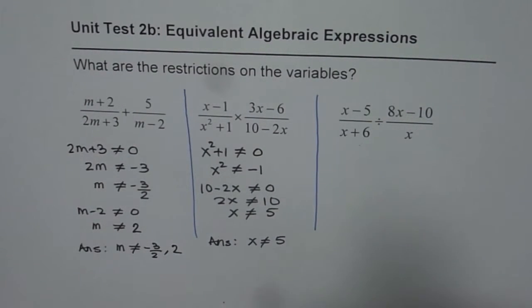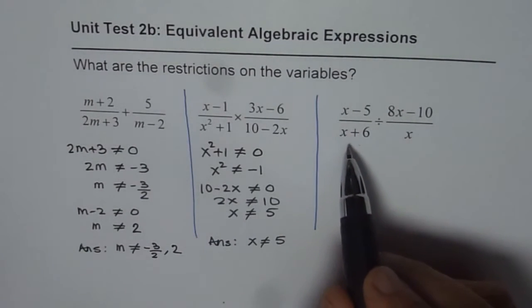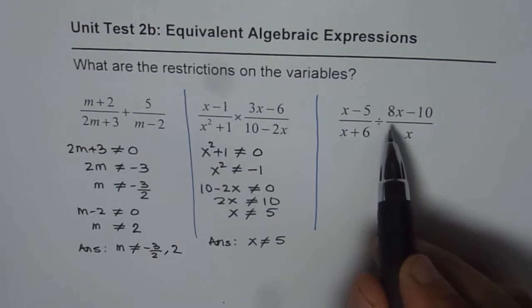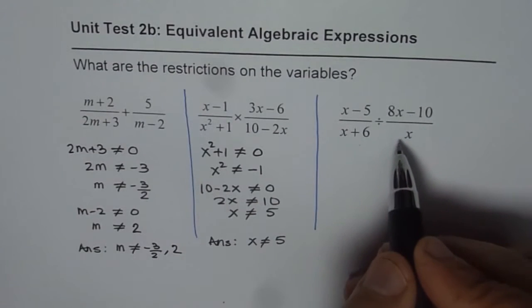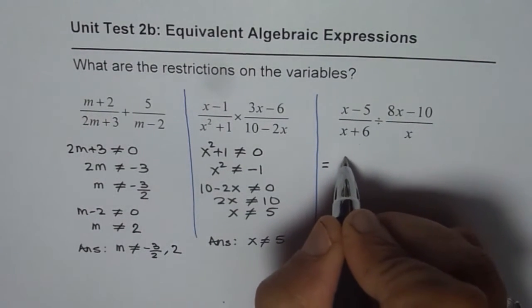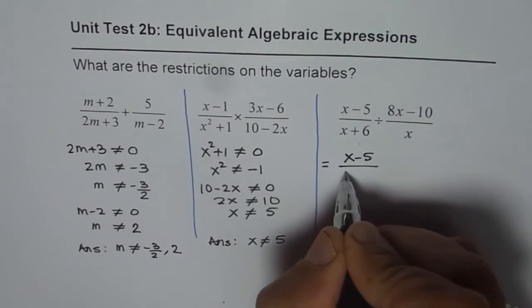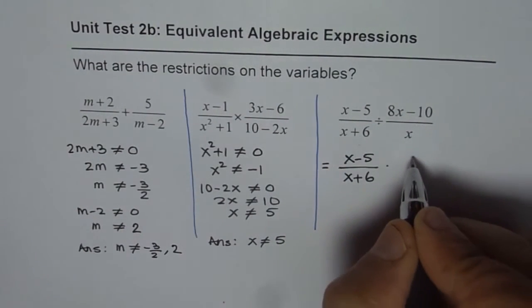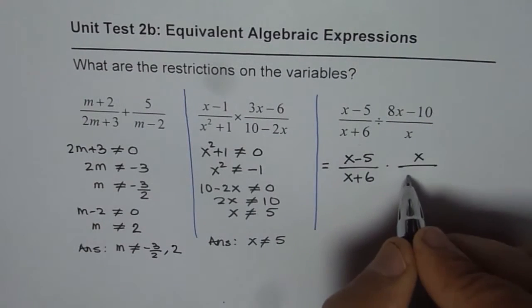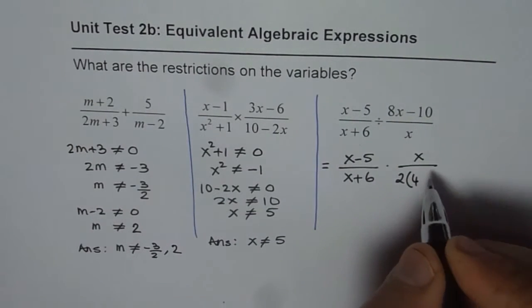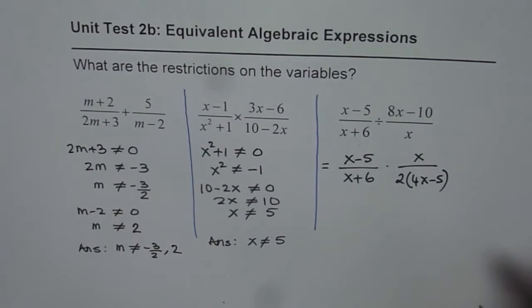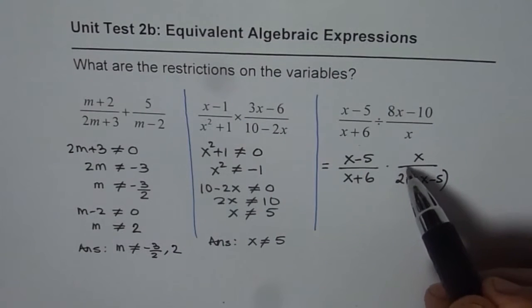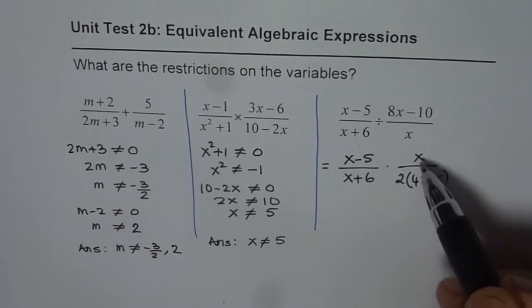Correct? Now the third example is x minus 5 divided by x plus 6, divided by 8x minus 10 over x. Now if you have to divide, you have to write it as a multiplication. So you could write this expression as x minus 5 over x plus 6 times x over 8x, let me factor 2 so that it becomes easier for us to appreciate what is the restriction. So it is 4x minus 5. Now division is the reciprocal of multiplication. To solve, we need to multiply like this, right?